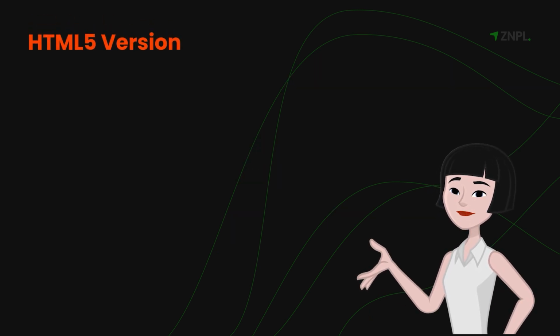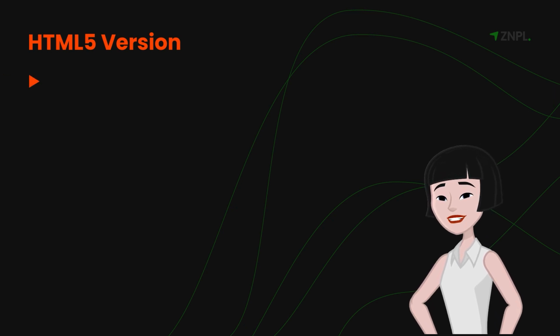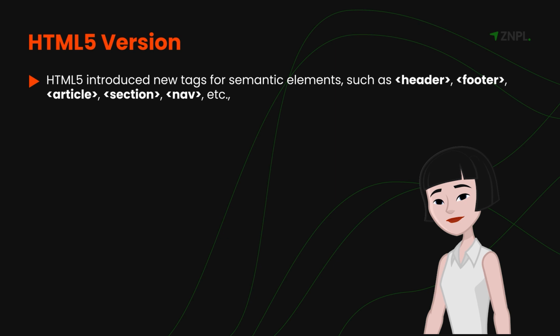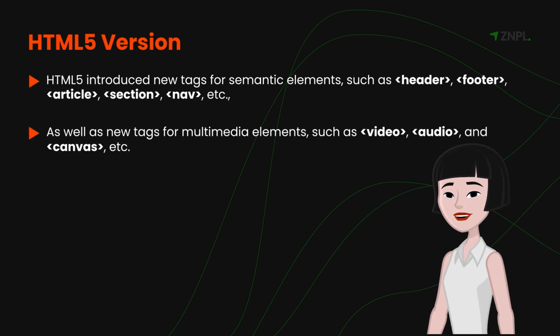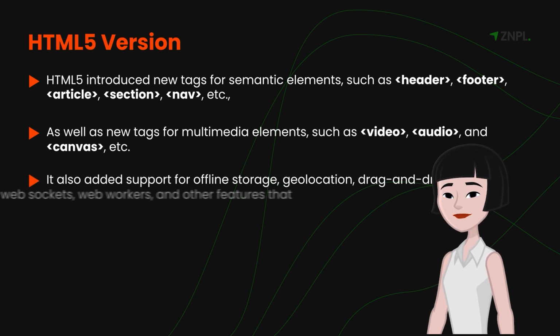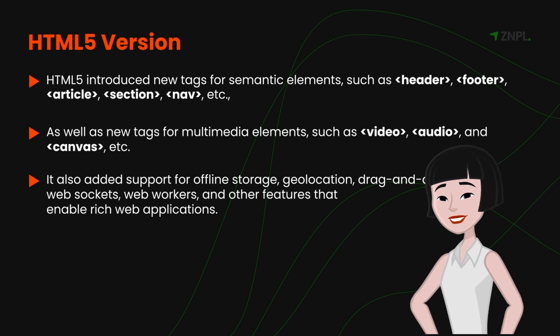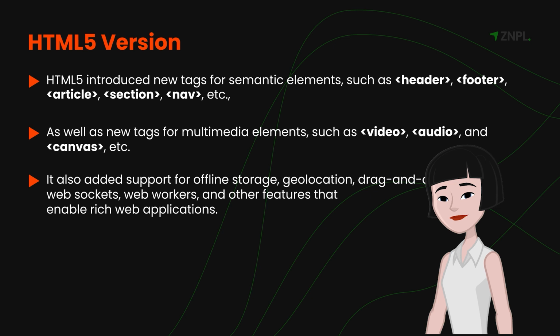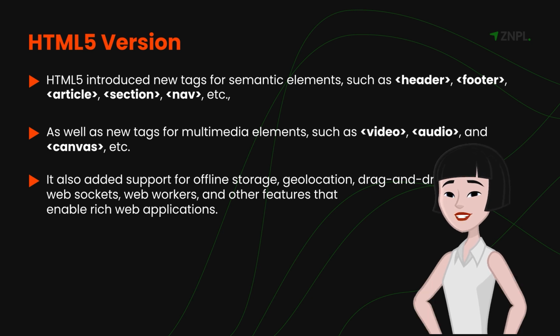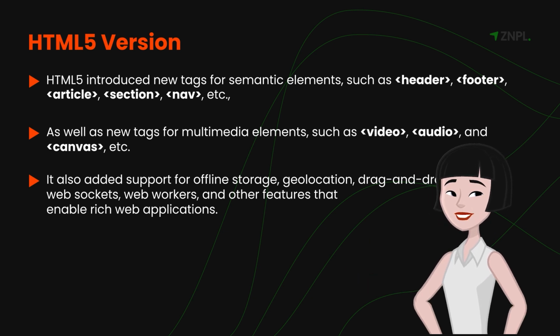HTML5. This version is the current standard for HTML, and it was published as a W3C recommendation in 2014. HTML5 introduced new tags for semantic elements, such as header tag, footer tag, article tag, section tag, nav tag, etc., as well as new tags for multimedia elements, such as video tag, audio tag, canvas tag, etc. It also added support for offline storage, geolocation, drag and drop, WebSockets, web workers, and other features that enable rich web applications.